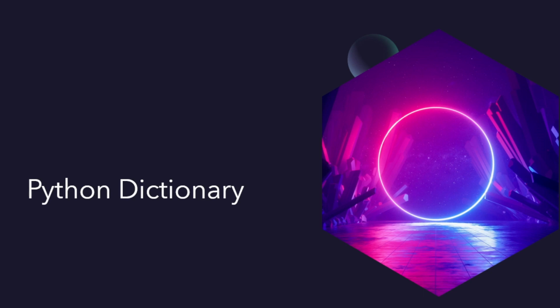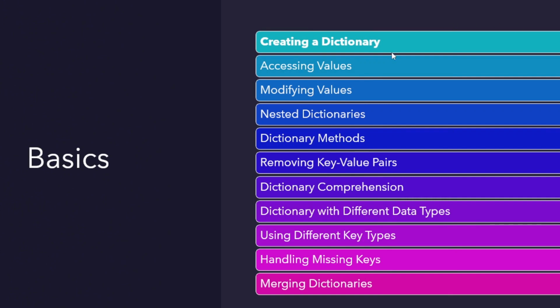Hello everyone and welcome to this video. In this video we're going to discuss what a Python dictionary is and different use cases for the dictionary, such as creating a dictionary, accessing values in it, modifying nested dictionaries and different dictionary methods, removing key value pairs, dictionary comprehension, and different other use cases as well. And let's go into the video and check different examples for those use cases.